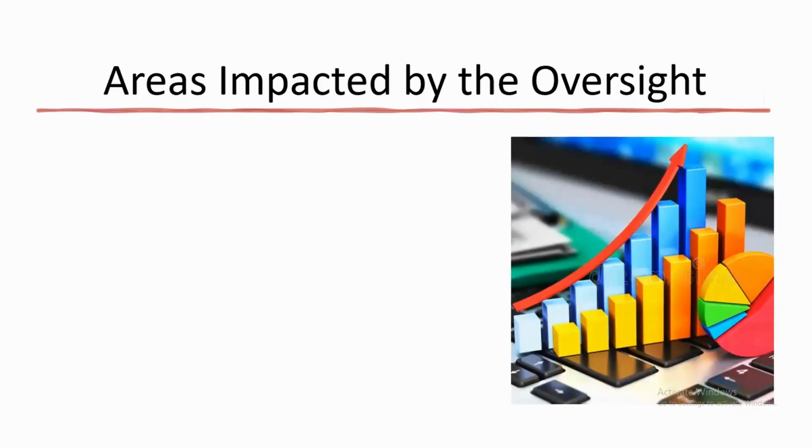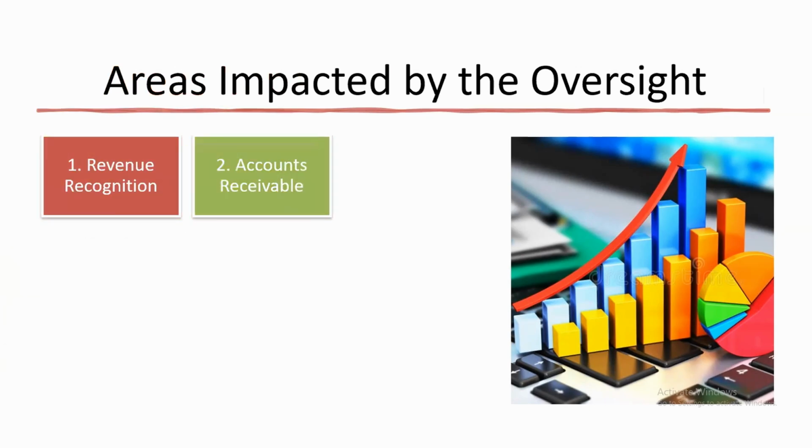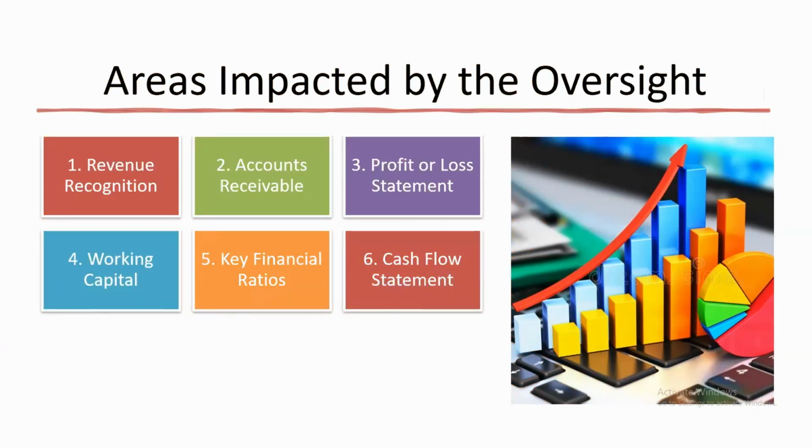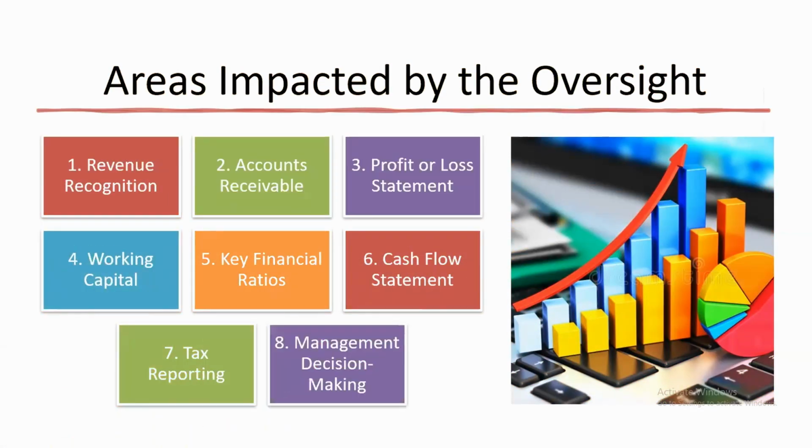So what are the areas it is going to impact because of this miss? First thing is it will impact the revenue recognition of the company. Then it will also impact the accounts receivable. Then it is going to impact the profit and loss statement. It is also going to impact the working capital calculation. It is also going to impact financial ratios. It will impact the cash flow statement. It will impact the tax reporting. And lastly, it is also going to impact the management decision making. So one by one, we are going to cover each of these categories in detail.